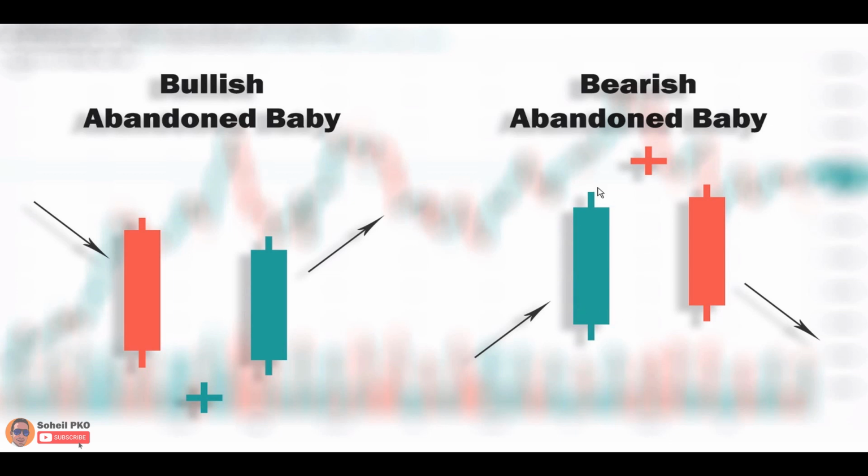The first candle of this pattern is long and green as we expect, and the second one is a doji that opens above the high of the previous candle, and the third one is a long red candle that opens below the low of the doji. With this third candlestick formed, the possibility of reversal based on this pattern is confirmed.